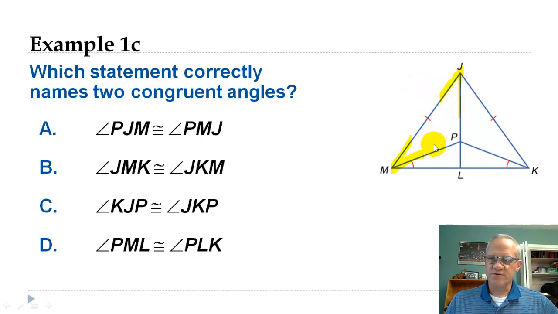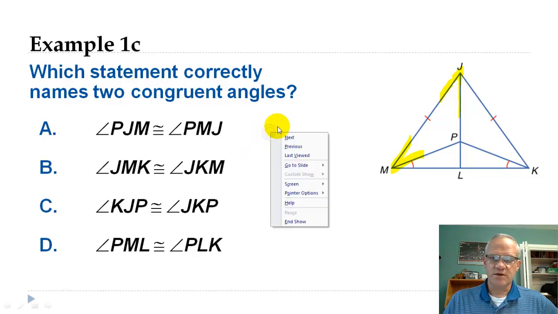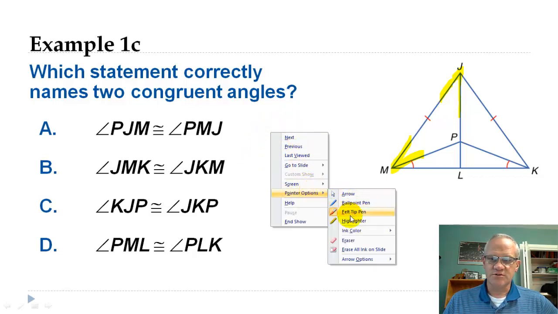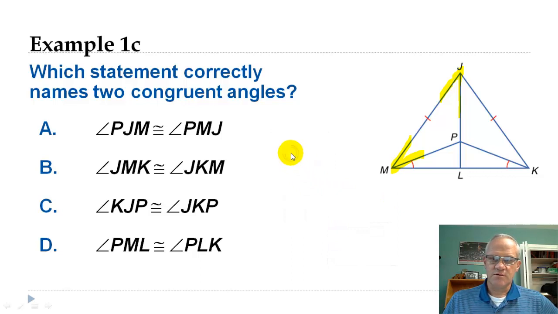Because remember, what are the sides across from it? That would be this one and this one. We don't know that they're congruent. It looks like they are, but we can't say for sure. Okay, so what else? Actually, I probably shouldn't have gone to that. I should have left it at highlighter.